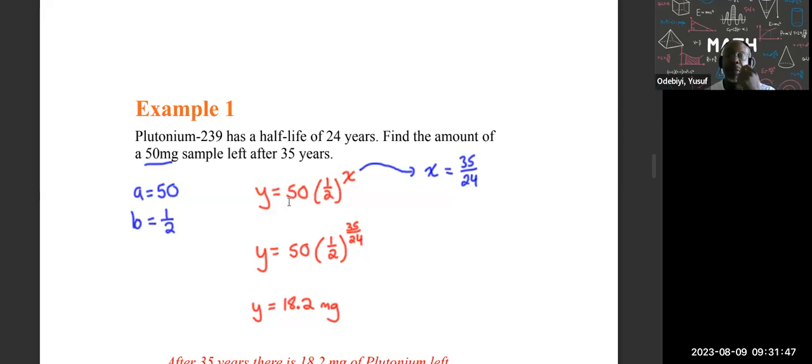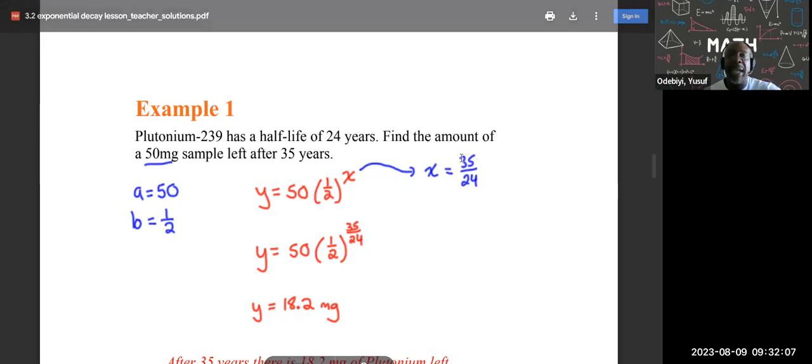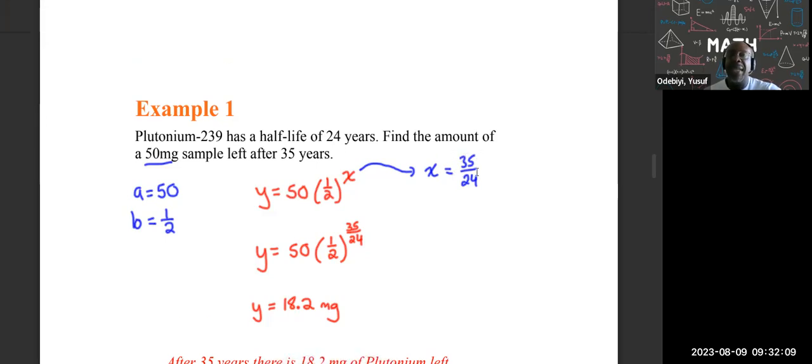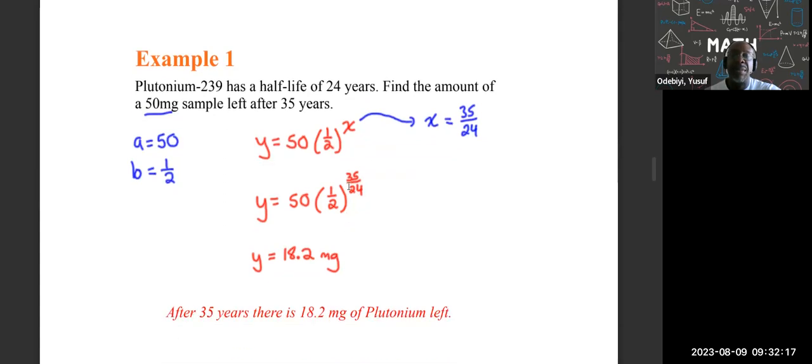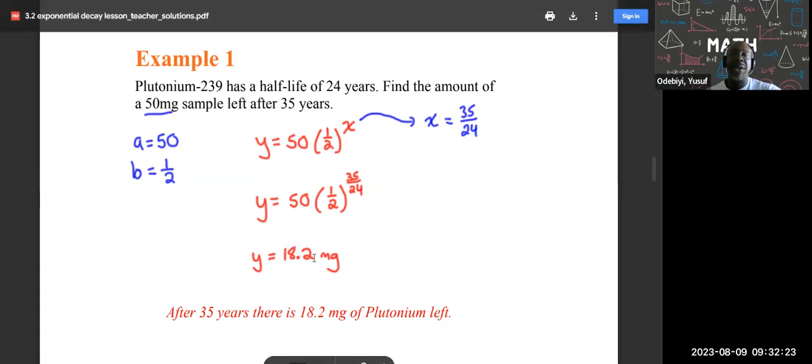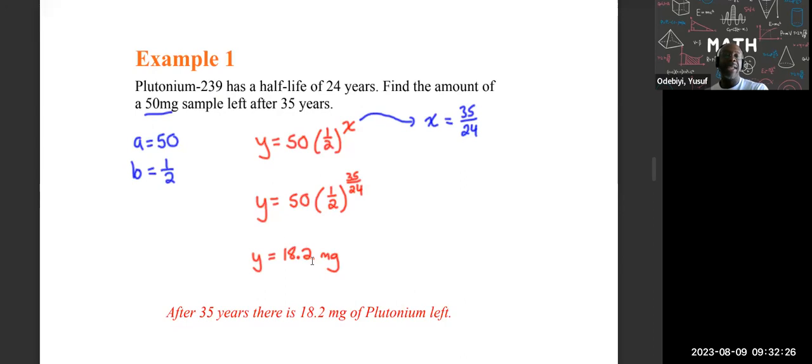So when you use the equation, your initial amount is 50, okay? Your growth or decay factor is a half, because we're saying it's a half-life. X is made up of what I'm looking at: 35 years, and the time it takes to do one decay. It takes 24 years to do one decay, so 35 divided by 24 is my exponent. And then after 35 years, you're going to be left with 18.2 milligrams.